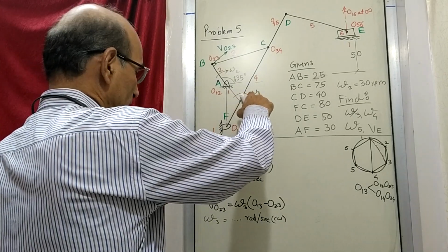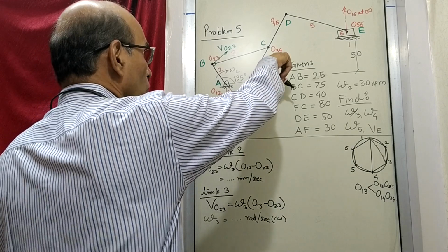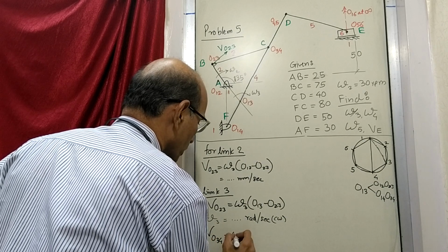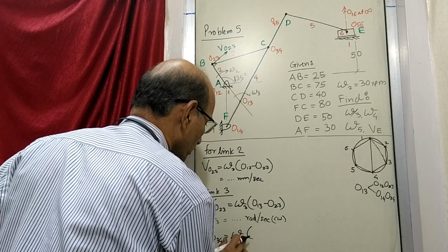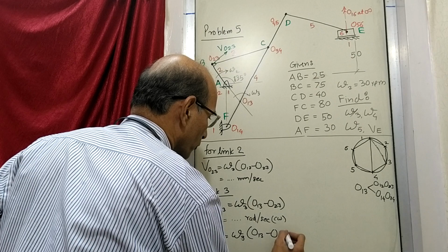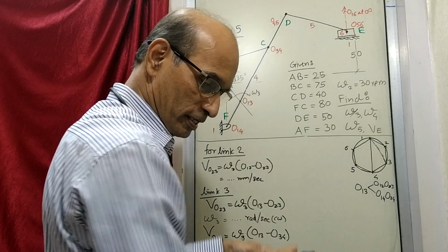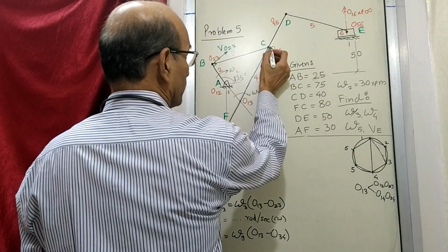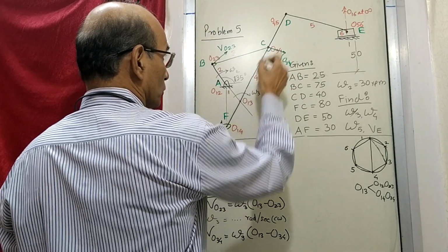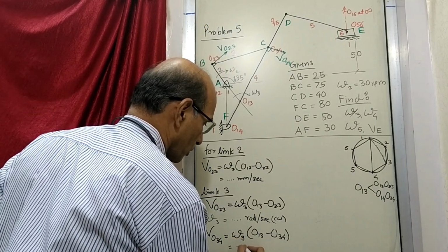Now, having known omega 3, for any other point on link number 3 you can find its velocity. So let's think about O34. The velocity of O34 is equal to omega 3 times the distance from O13 to the point itself, O34. O13 to O34 is the distance and this is the angular velocity, therefore this is going to be the velocity of O34, perpendicular to the line joining the two. Both are known, so we can find this out.